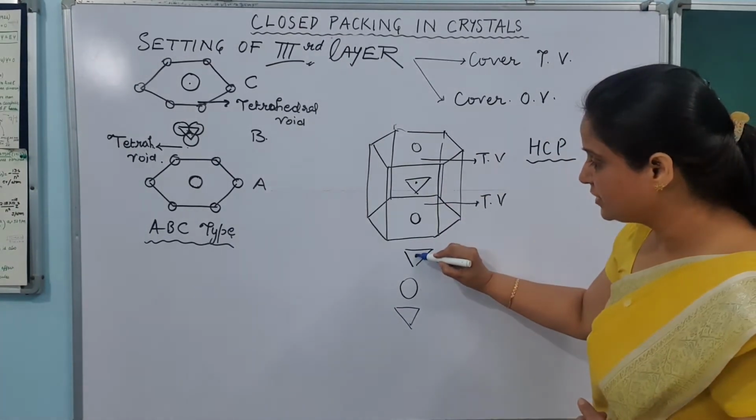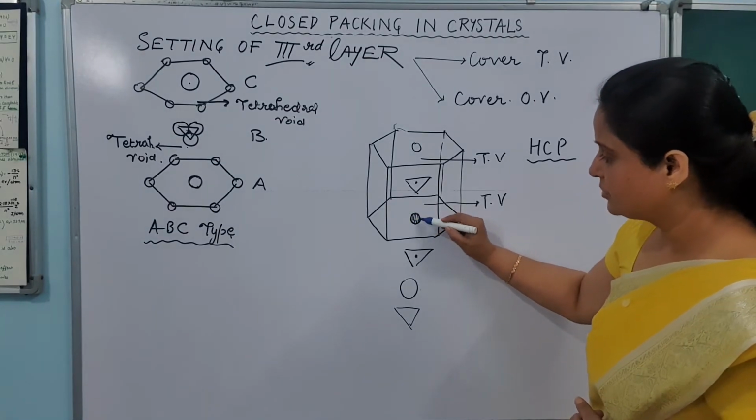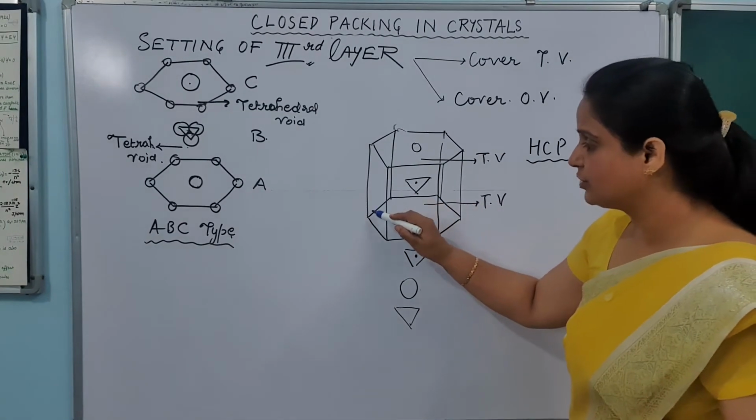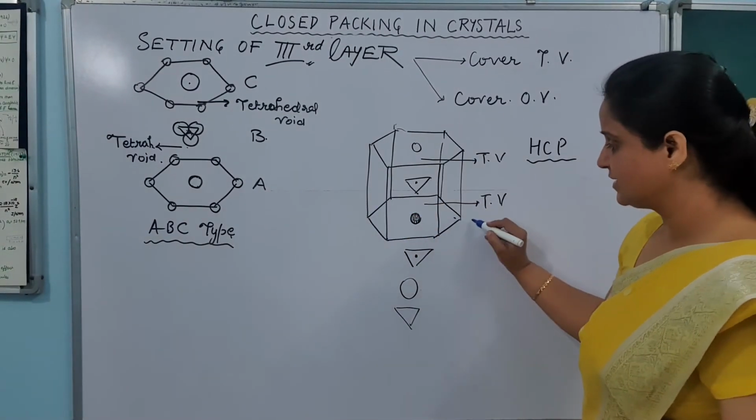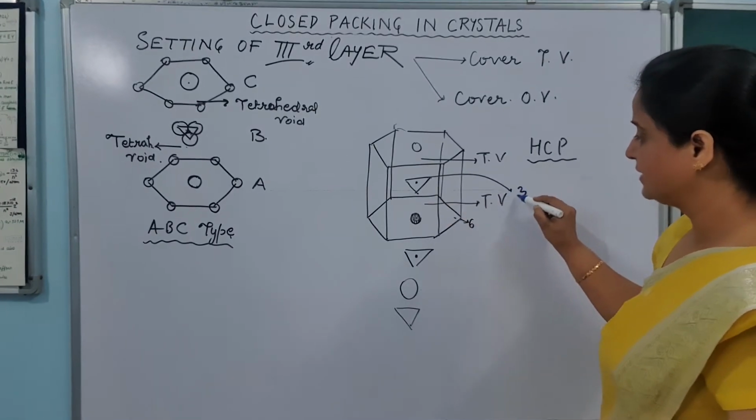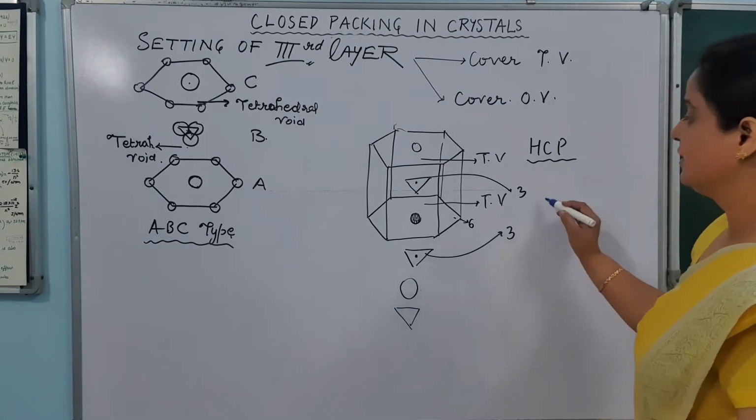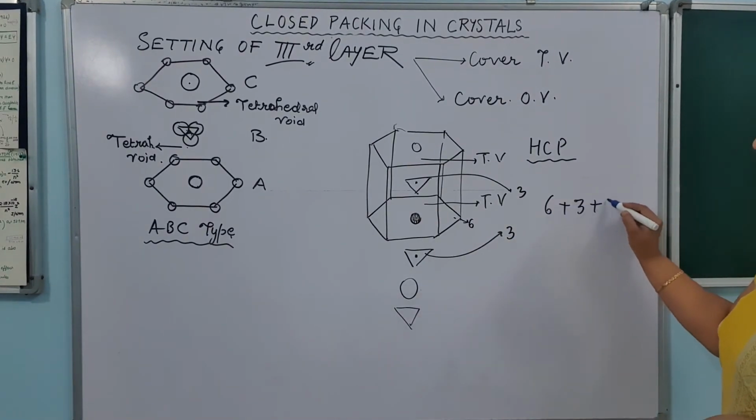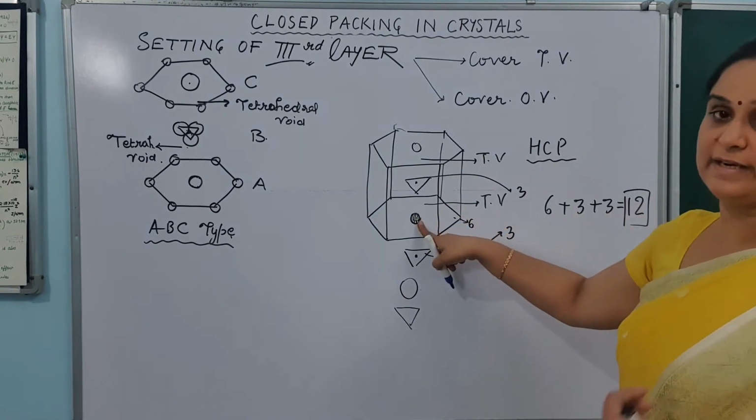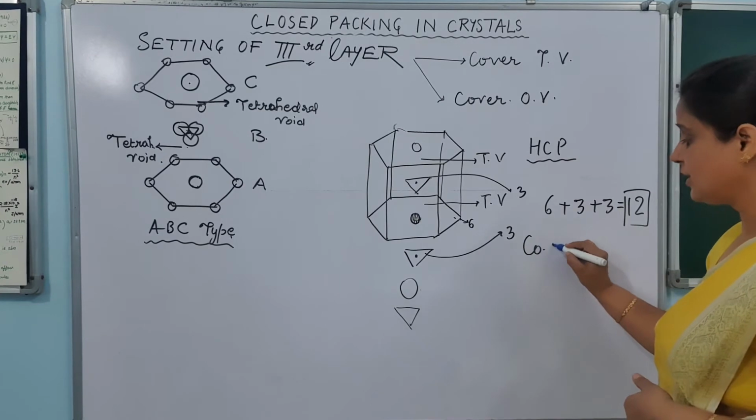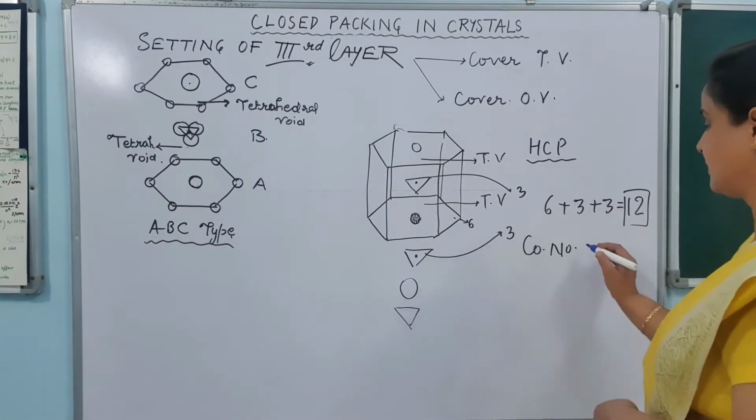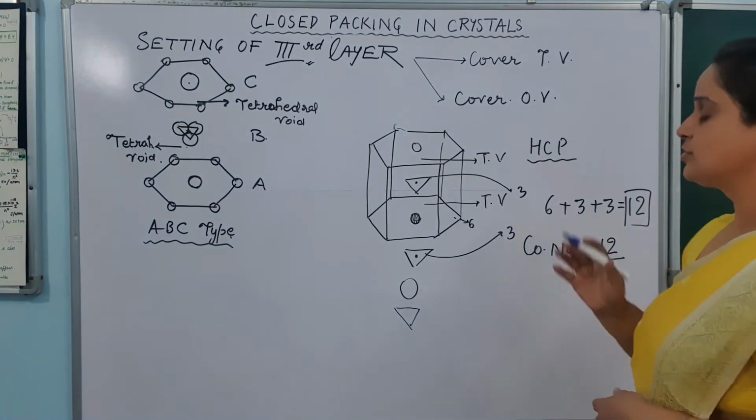So I am concentrating on this particular ball. Okay. So with how many atoms is this ball connected? 1, 2, 3, 4, 5, 6. So 6 from here, and 1, 2, 3 upside, 1, 2, 3 downside. So 6 plus 3 plus 3. We have got 12 atoms with which this middle ball is connected. So the coordination number of constituent particle in the HCP crystal is 12. So I hope it is clear to you.